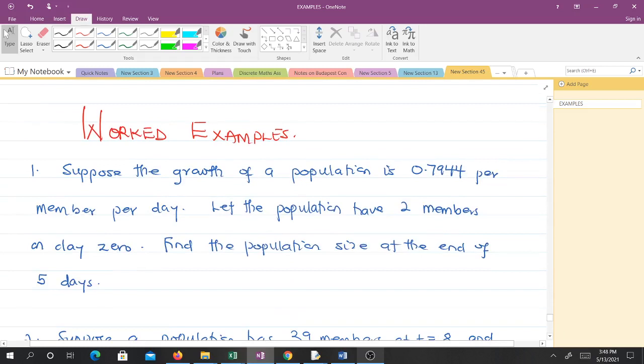So that's the Malthusian model. Right now let's solve some examples on it and see how we use that to describe our population and to make some predictions. The first question says that suppose the growth of a population is 0.7944 per member per day. Let the population have 2 members on day 0. Find the population size at the end of 5 days.